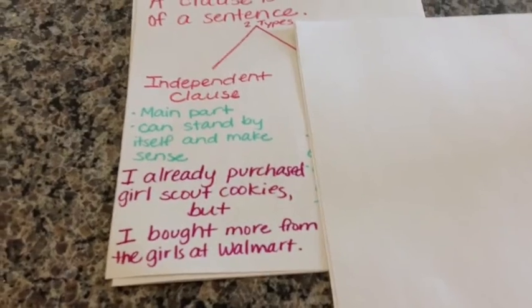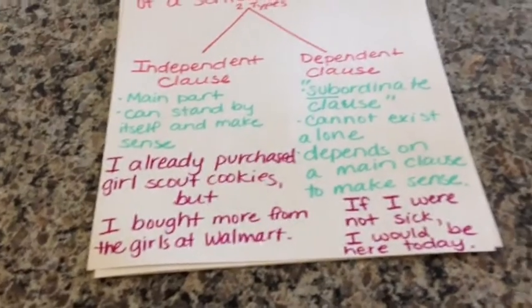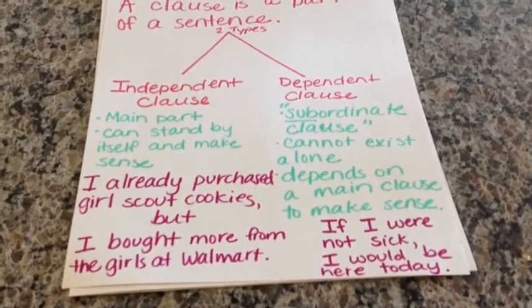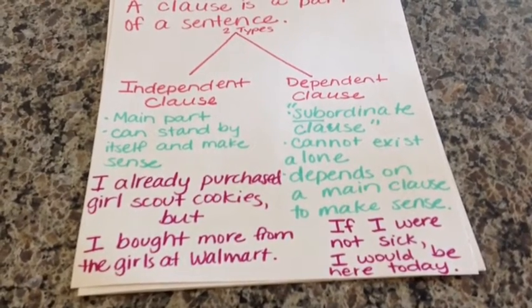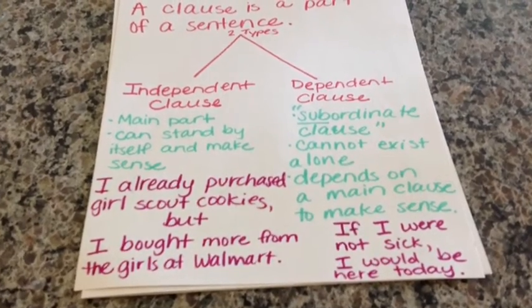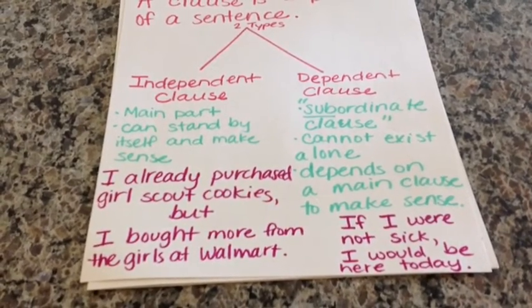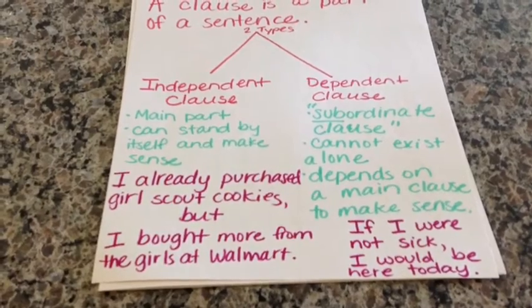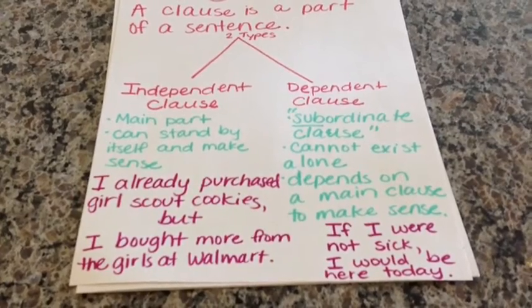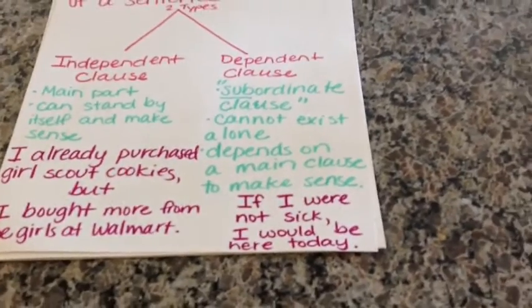Let's look at our second type of clauses. We have a dependent clause. When you have a dependent clause, we call it a subordinate clause. You'll see that I underlined the word sub in subordinate. Do you see that? We've been talking about Latin and Greek roots this year, and that's a prefix that means below or under. So basically, a subordinate clause cannot exist by itself. It's under the rule of another clause. It needs another clause added to it to make sense. So that's why underneath it I said it cannot exist alone, and it depends on a main clause to make sense. Look at my example sentence I made for you here.